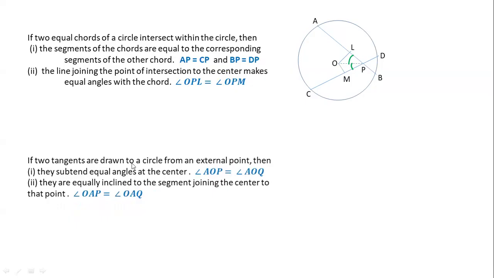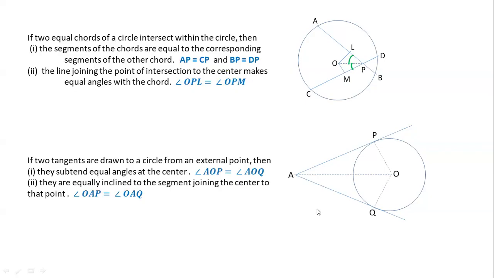If two tangents are drawn to a circle from an external point, then they subtend equal angles at the center. Again, tangents from the external point. Point A is a point outside the circle, so it's an external point. From this, I'm going to draw two tangents, AP and another one, AQ. And this will be the center of the circle. I join the center to the external point and I join it to the points of contact also.